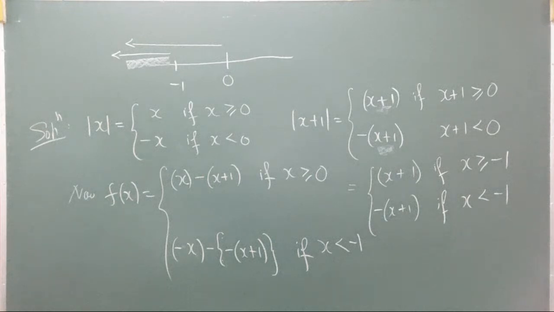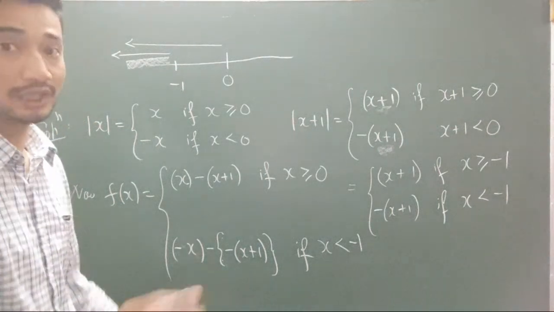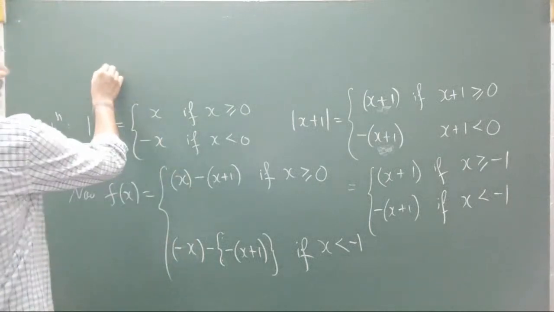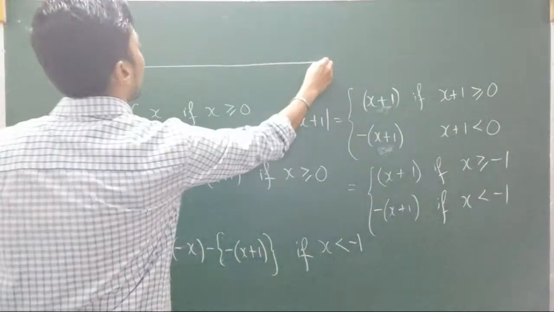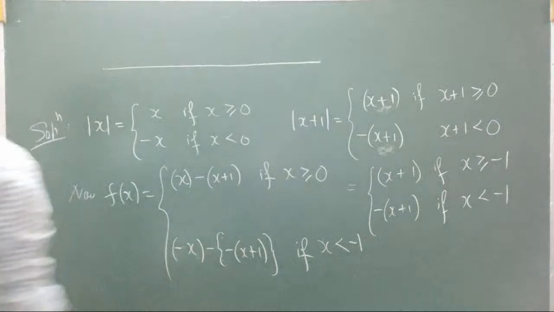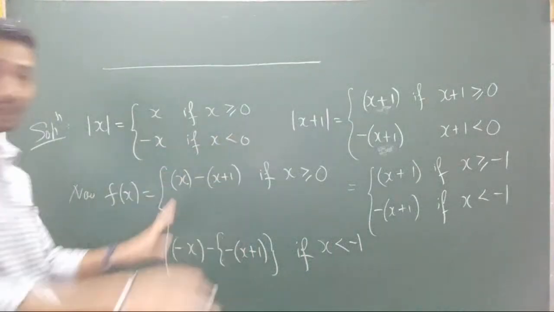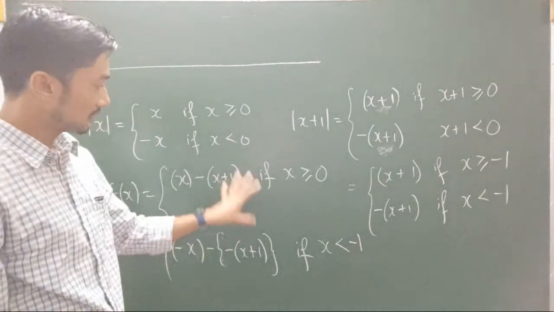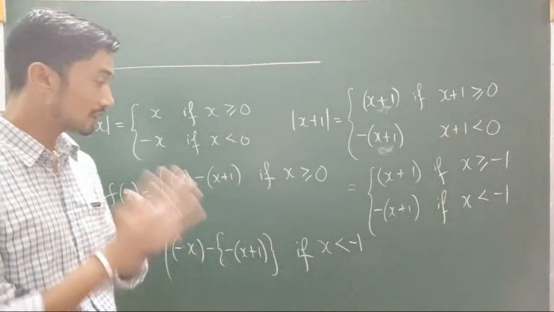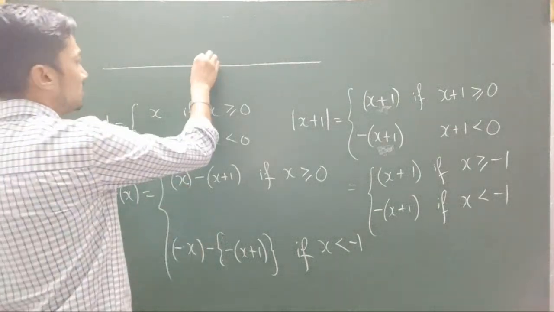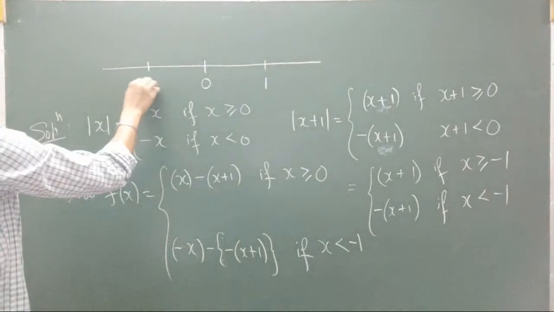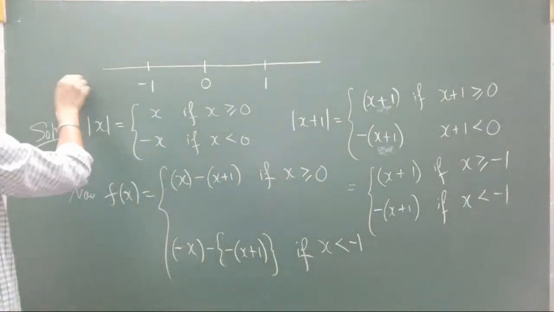Now, something is left out. Some intervals are left out. Let me draw the number line once again. We have to check all the points of discontinuity, if they exist, throughout the entire number line. So this is not enough, because in this process we have left a small interval. What is that interval? Let's find out. Let's put 0, plus 1, minus 1, minus infinity.